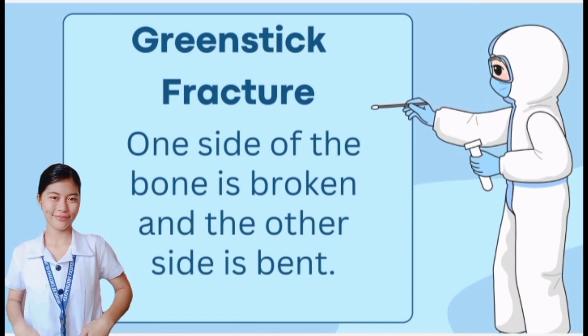Green stick fracture. One side of the bone is broken and the other side is bent. A green stick fracture is a type of bone fracture that occurs in children. Karaniwan itong nangyayari sa mga bata dahil mas flexible ang kanilang buto compared to adults. It's called green stick because it's similar to trying to break a green flexible stick. It may splinter and bend but it doesn't completely snap.